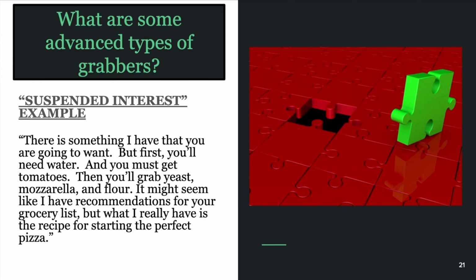So, an example of this, once again having to do with pizza, thanks to Mr. Larson. There is something that you are going to want, but first, you'll need water, and you must get tomatoes. Then you'll grab yeast, mozzarella, and flour. It might seem like I have recommendations for your grocery list, but what I really have is the recipe for starting the perfect pizza.